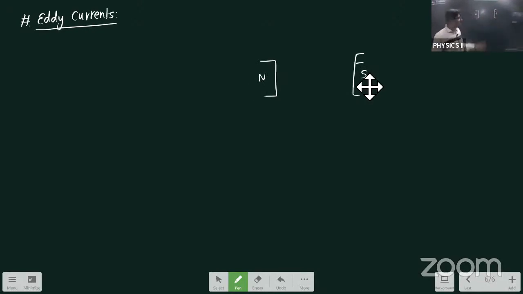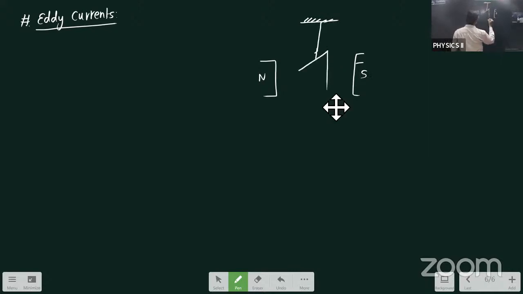Assume that there are two magnets. Here there is one magnet with a North Pole, and here I have one more magnet with a South Pole. Now, is it a constant magnetic field or a varying magnetic field? Constant magnetic field. Next, I am taking a metal plate here, and I am making this metal plate oscillate.